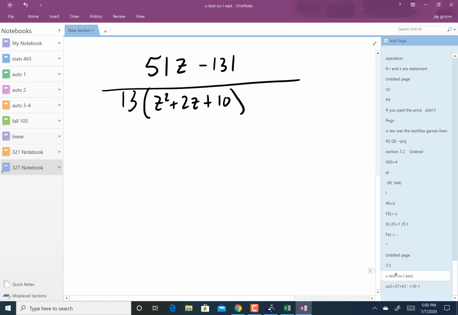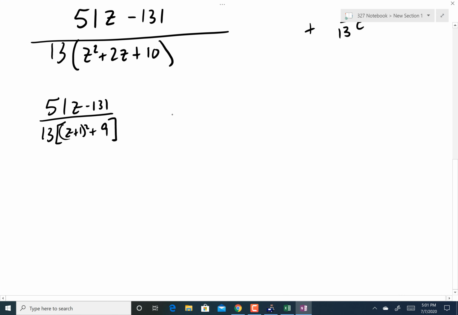So come back over here. I'm going to write this as 51z minus, well, we're not home free, but we're getting a lot closer to being home free. How about that? Does that make sense? So 13, and then this is going to be z plus 1 squared plus 9. Okay? And then, when you do this, you know what we need to have.